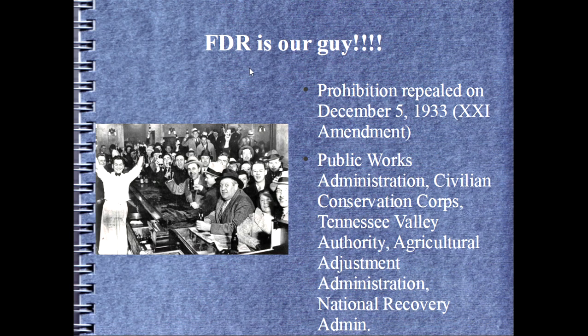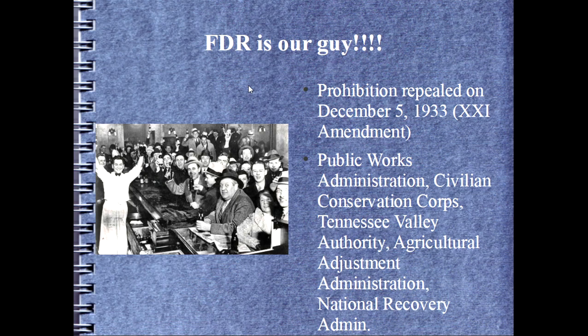FDR's our guy. What's the first thing he does to make himself popular? Get rid of prohibition. The 18th Amendment is repealed by the 21st Amendment. Great way to get popular. Let the booze flow again. Could lead to some other problems. But hey, everyone's happy. They got a beer.